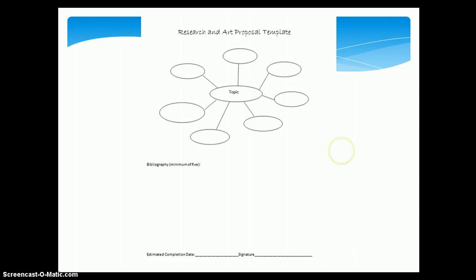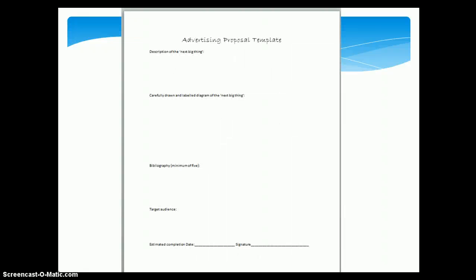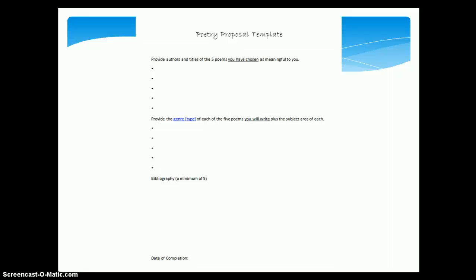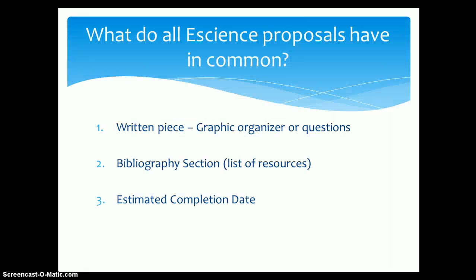So here's an example of one of them. That research and art proposal template looks like this. This is what the advertising proposal template looks like. So instead of having a graphic organizer, it starts out with some questions. This is what the poetry proposal template looks like. So there's many different types of proposal formats.